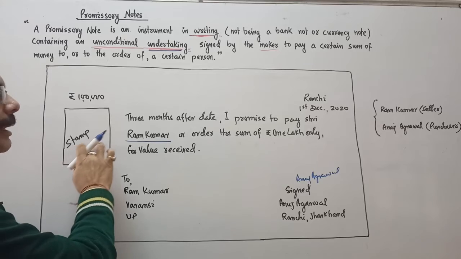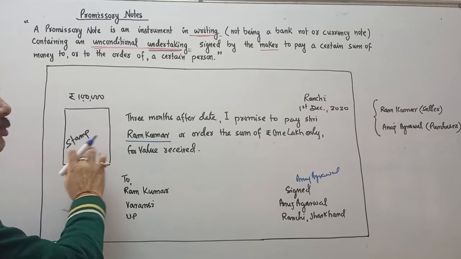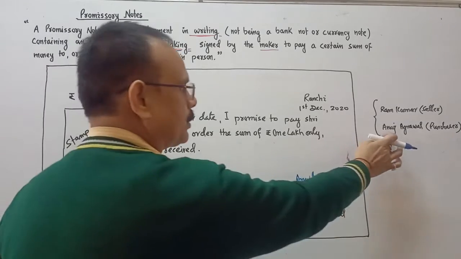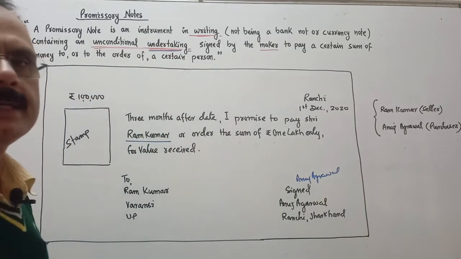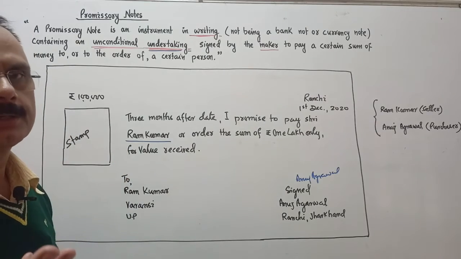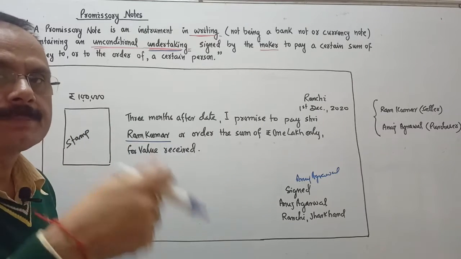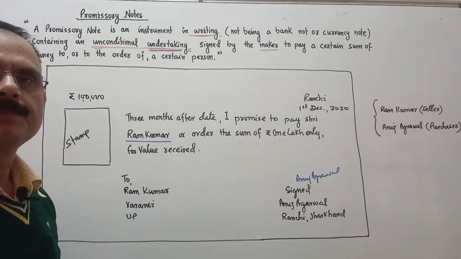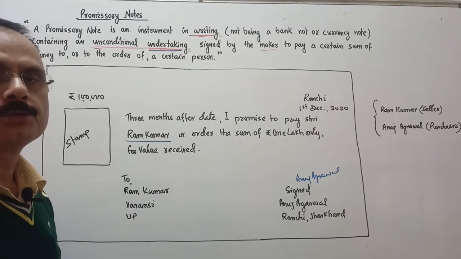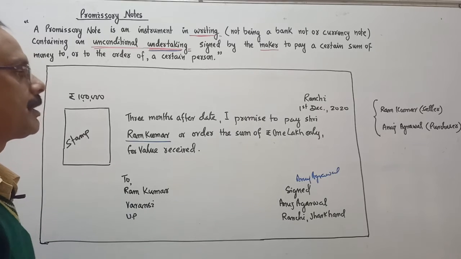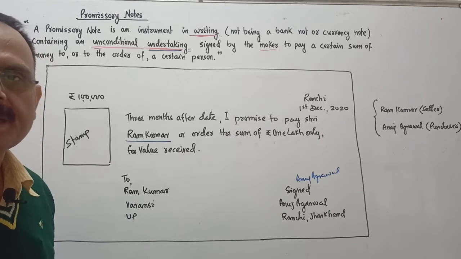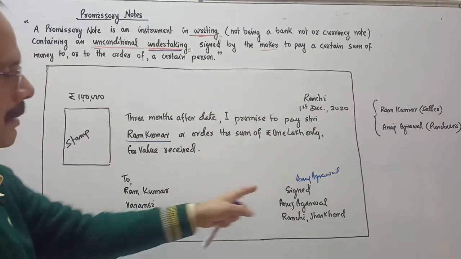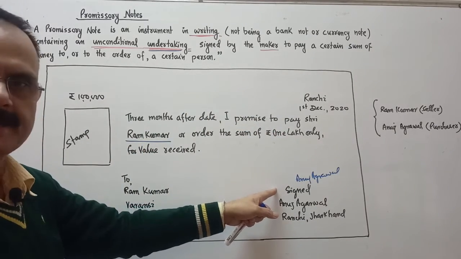So a stamp according to the value has to be affixed over here. The signature of the debtor will be required. Anuj Kumar's signature will be required. Here acceptance is not required. No acceptance, because the purchaser himself writes a statement and promises to make payment to the seller after 3 months or after 4 months for value received. So the date of drawing the bill and the signature of the purchaser.